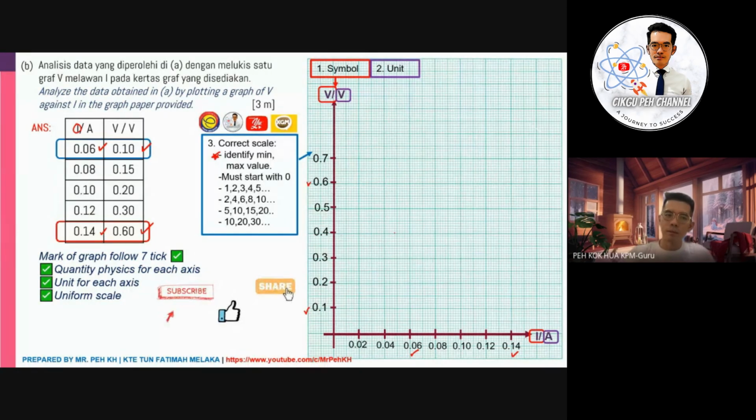Okay, here some of the students make a common mistake. They start the value at 0.06 first, then 0.08, then 0.10.